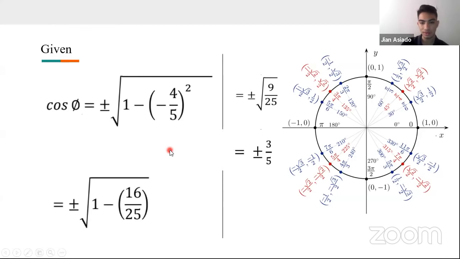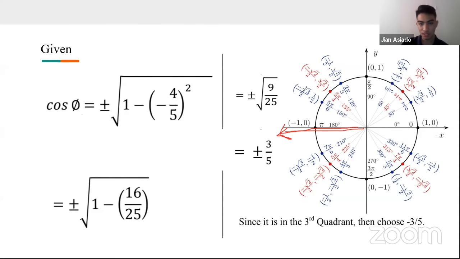Plus or minus 3 over 5. Ayun, since nasa third quadrant siya daw, 1, 2, 3. 1, 2, 3. Andito, no? So negative 3 over 5. No? So why negative 3 over 5? Kasi pagka nandito ka sa left side, pag nasa quadrant 2 or quadrant 3 ka, negative si cosine, no? Cosine of theta.